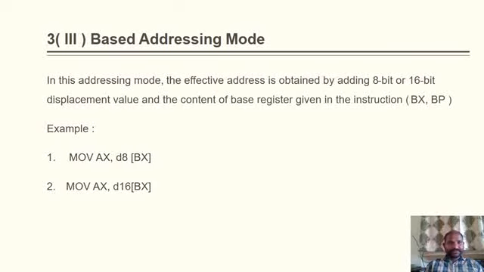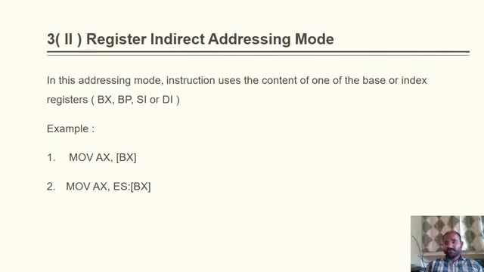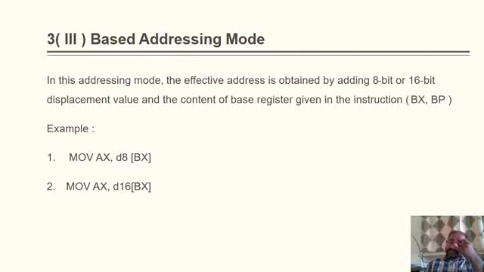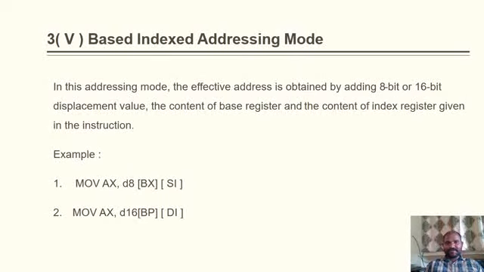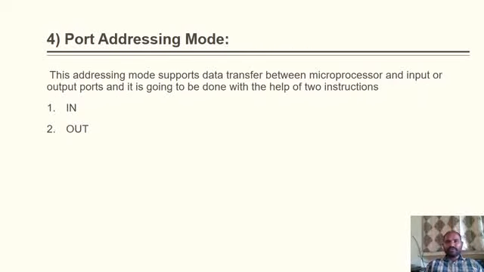Okay, wait. Register indirect addressing mode. We have seen base addressing mode, where we take the content of the base register to form the offset address. The next one is the index registers, and both combined form the based index addressing mode. The next one is the port addressing mode.